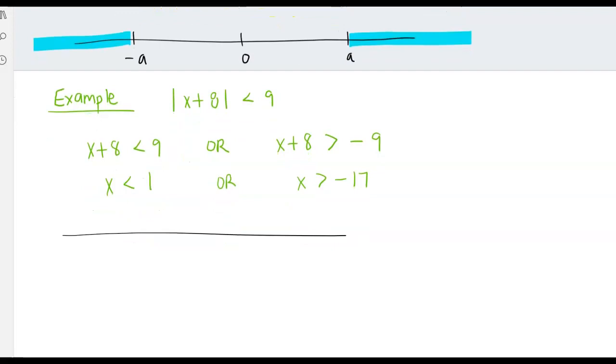If we want to graph our solution, we're saying that x is greater than -17 and less than 1, so anywhere in that set. We could also write this as going from -17 to 1.